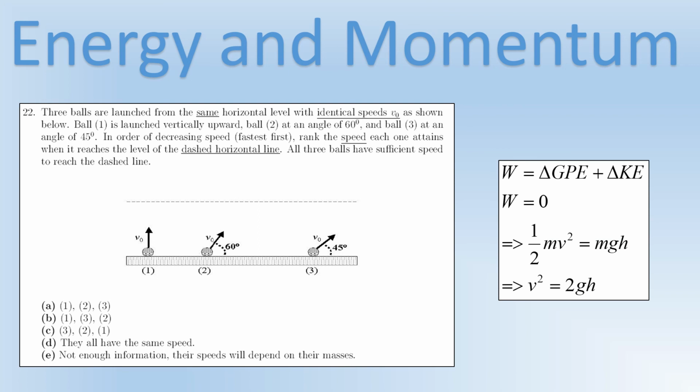Okay, so this is a conservation of energy type question. And again, we've got no work done by external forces. So what's going to happen is the kinetic energy is going to transfer to GPE. They all have the same starting kinetic energy. Therefore, when they all gain the same GPE, they'll have the same final kinetic energy. So we're going to have the same speed at the end.